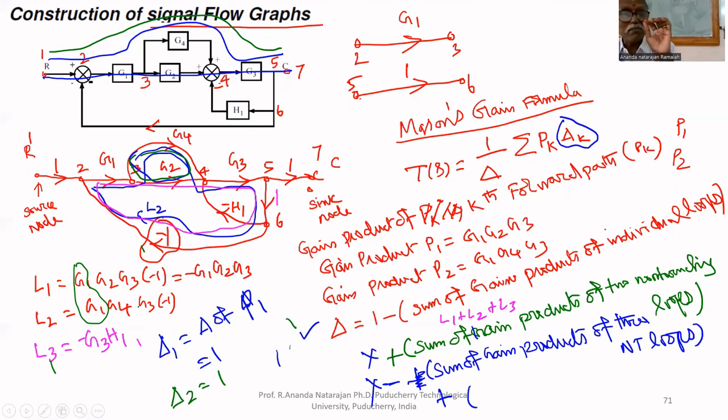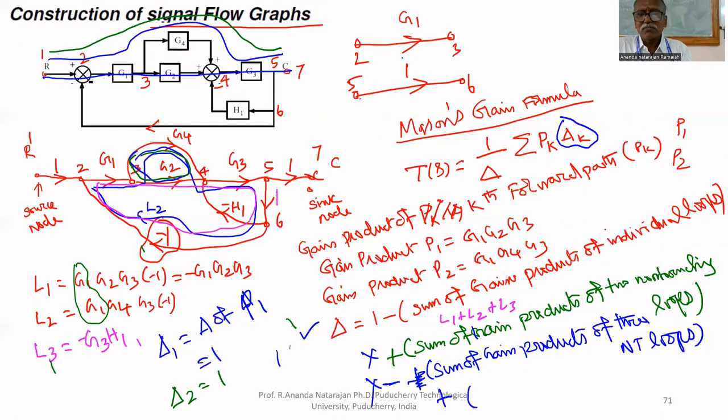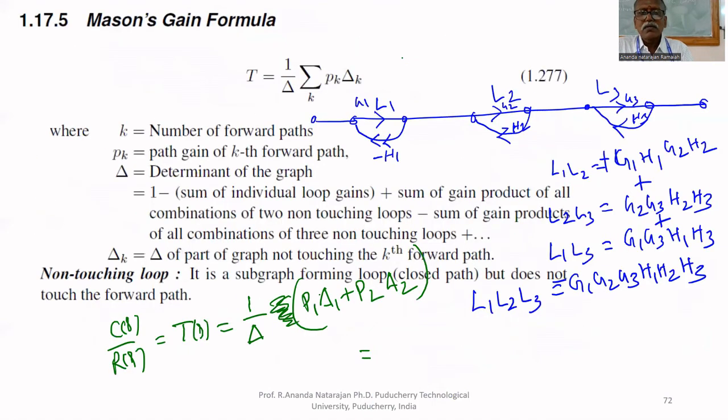Sometimes they may be touching, but there won't be common elements. That is also there. For example, you should be very careful. That's why I'm telling. Here, for example, one more loop is there. That is G4, H4. These two are touching each other, but there is no common element. But L1 and L3 are not touching. L1, L4 are touching.